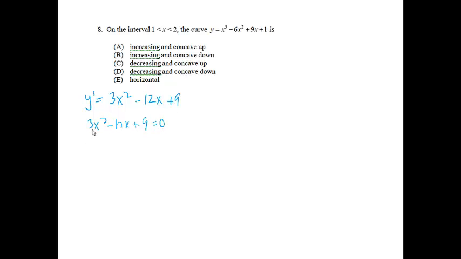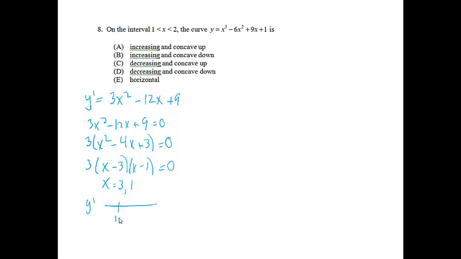And next thing that I'm going to do before I try to factor that, I'm going to factor out a 3. And then I do notice that factors into x minus 3, x minus 1. So my critical numbers would be at 3 and at 1. So if I do a y prime chart, 1 and 3. Let's see, if I put 0 into the derivative, I will get a positive. If I plug 2 in, I'll get negative. If I plug 4 in, I'll get positive.